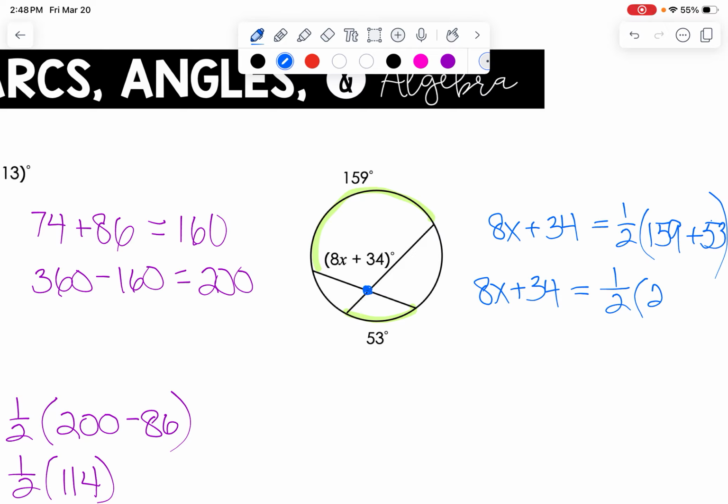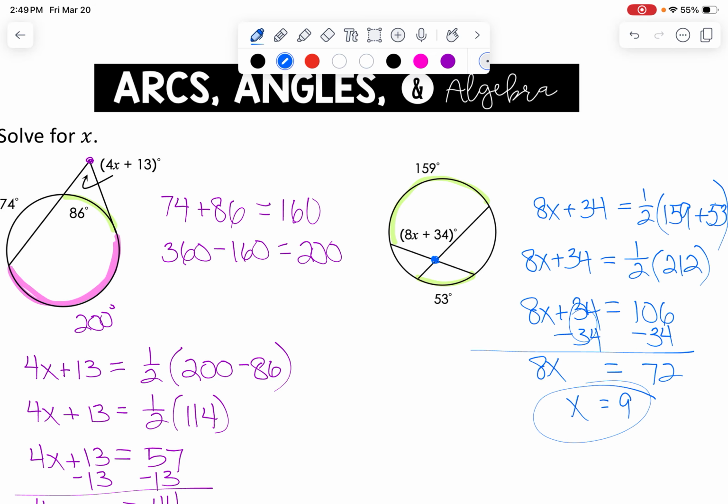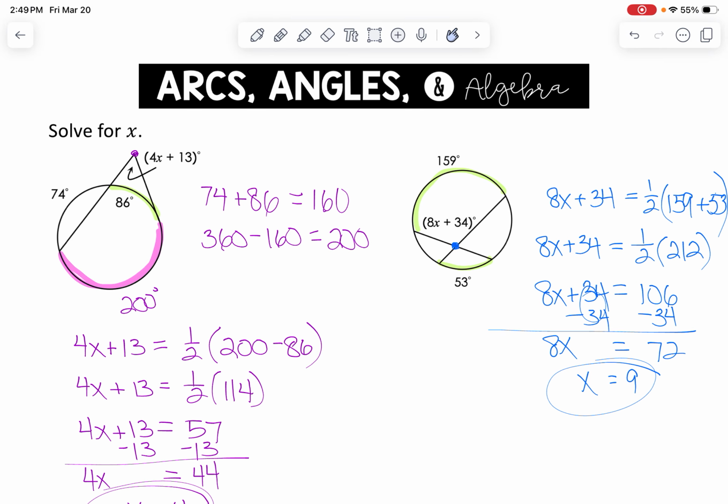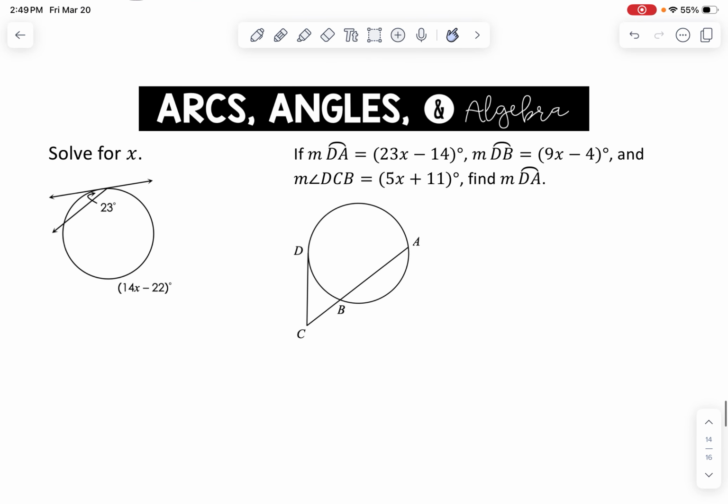That would be 212, which if I cut that in half is 106. Okay, subtract 34. That's 72. Divide by 8 on both sides, so I get 9. All right, wasn't too bad. So just using what we learned last time to help us out. All right, let's try, I think I have 2 more here.